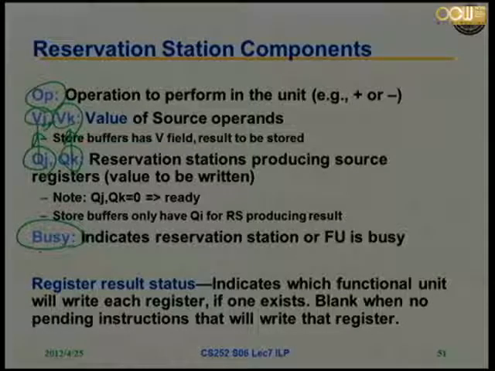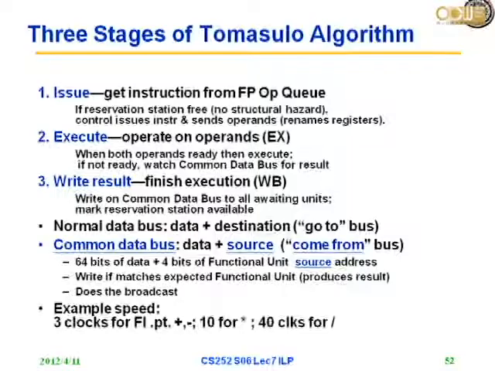Also, we need to know if this reservation station will generate a result, and which register it wants to write to. Okay, three stages of the Tomasulo algorithm. Now you understand why we have the issue stage. After the issue stage, we wait for the sources to become available indefinitely.